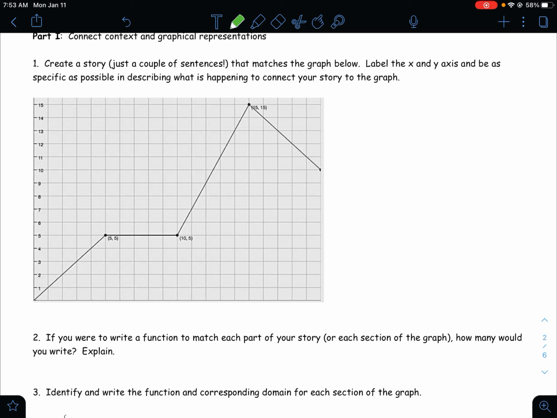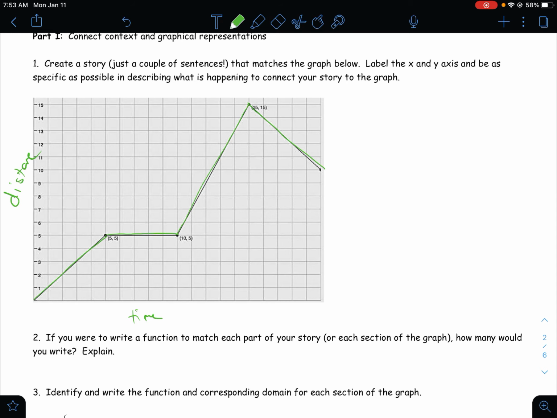Okay. So we could even think, maybe it's someone walking. Maybe we'll just say this is distance and this is time. All right, so the person starts walking, and then they stop walking for a little bit, and then they continue to walk a little bit more, and then they start walking backwards. All right, that would be an example, a story that would kind of fit this graph.